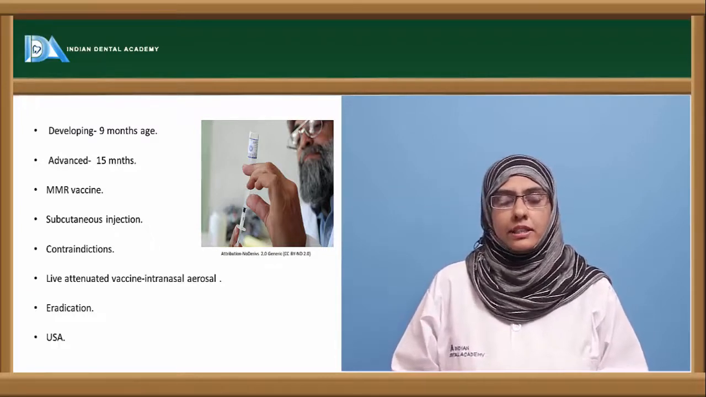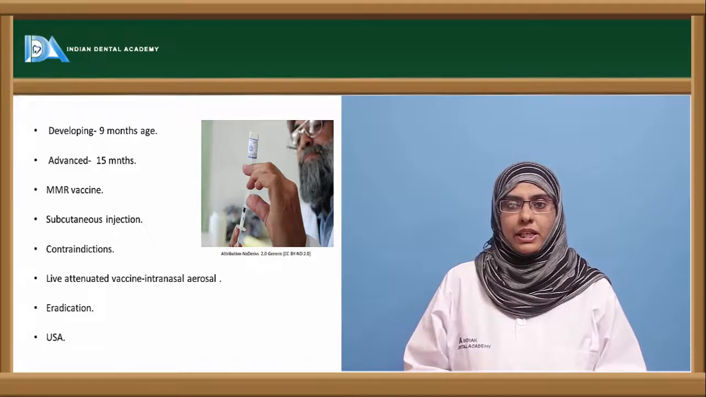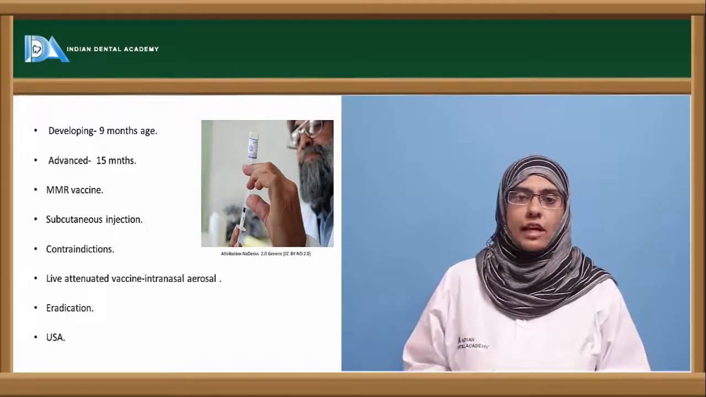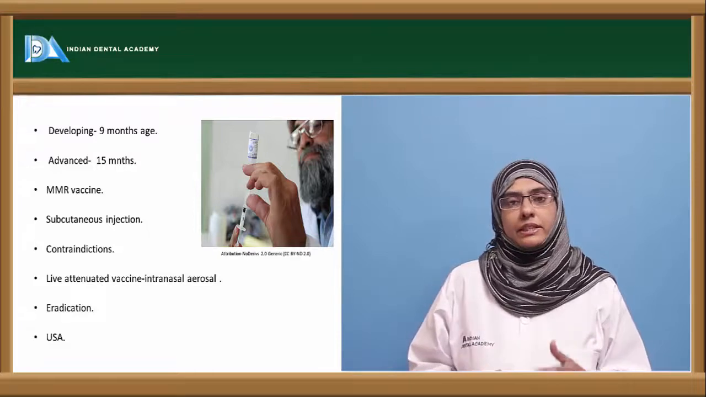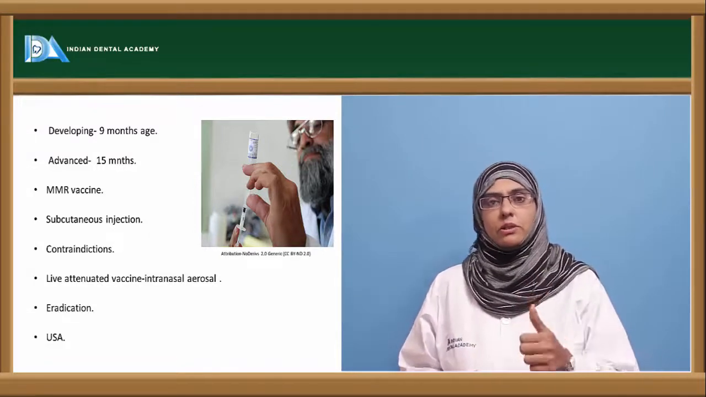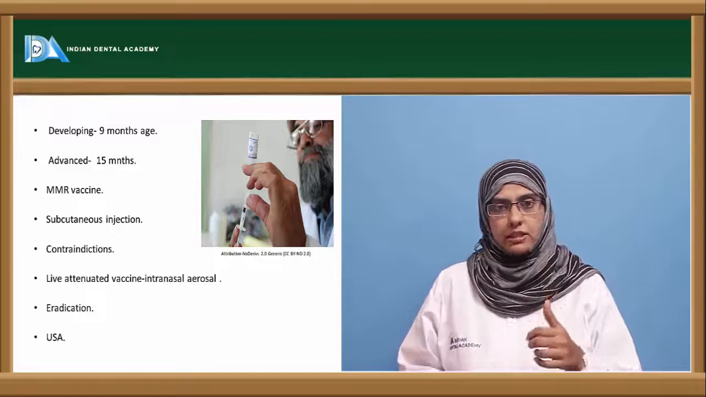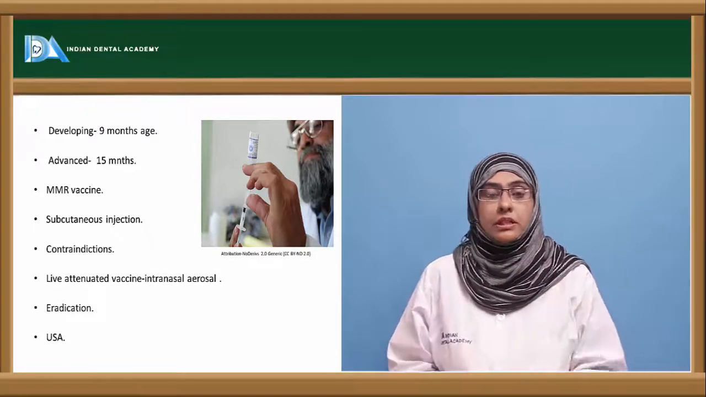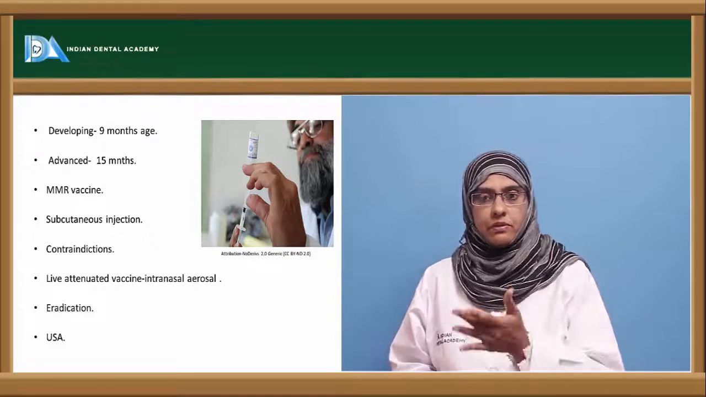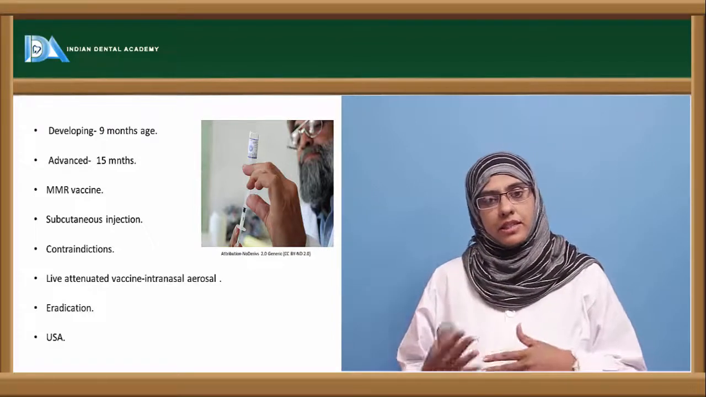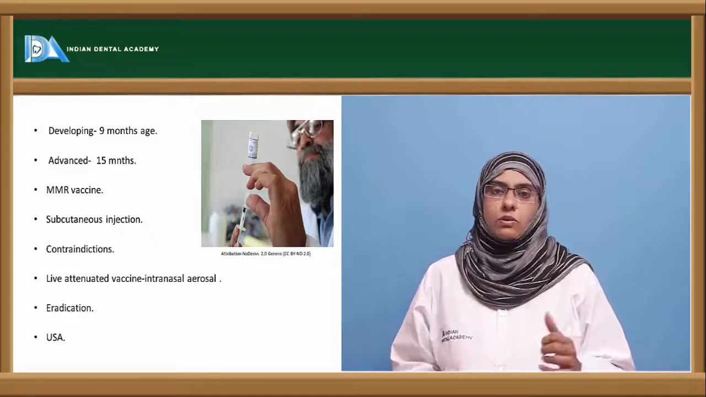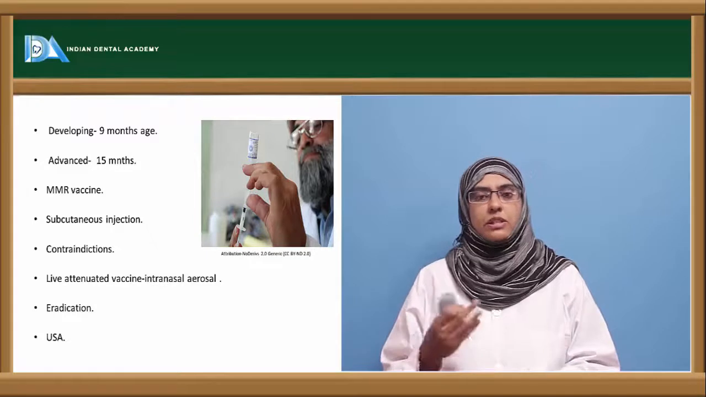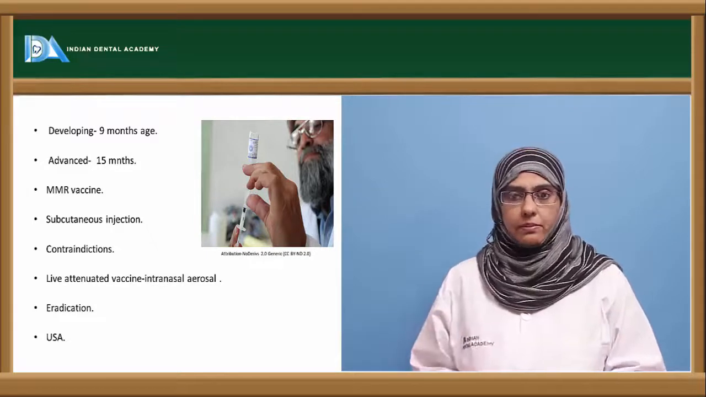And recently a live attenuated vaccine which can be given as an intranasal aerosol has been developed, which provides protection to children who are 6 months of age also. As we told you, till 6 months of age it is maternal antibodies that protect the children from the infection, but with this vaccination children from 6 months of age or even below can be protected. It gives protection to the children with lifelong immunity.